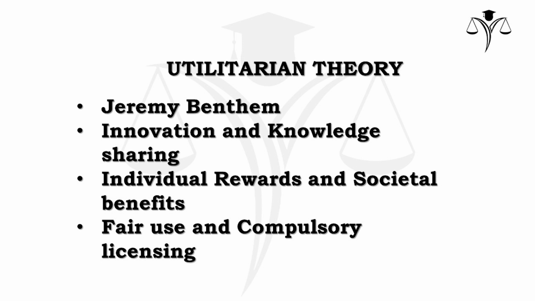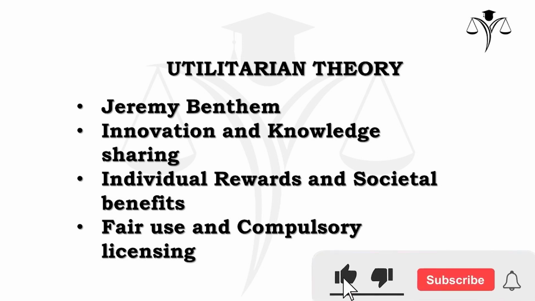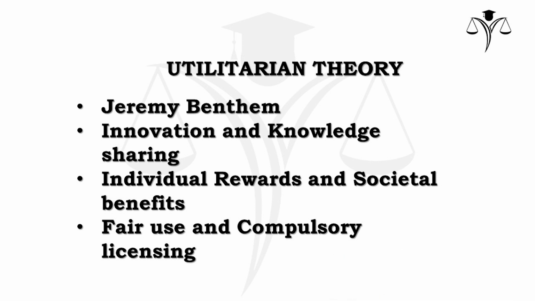All these things are the impact of this utilitarian theory. Anyway, we'll be understanding all these concepts in much more detail in my upcoming series. So this is just an introduction to utilitarian theory. Just understand that utilitarian theory is propounded by Jeremy Bentham. And what else? It says that there should be a striking balance between private right and public right. That is, the individual should be rewarded and society should also benefit.